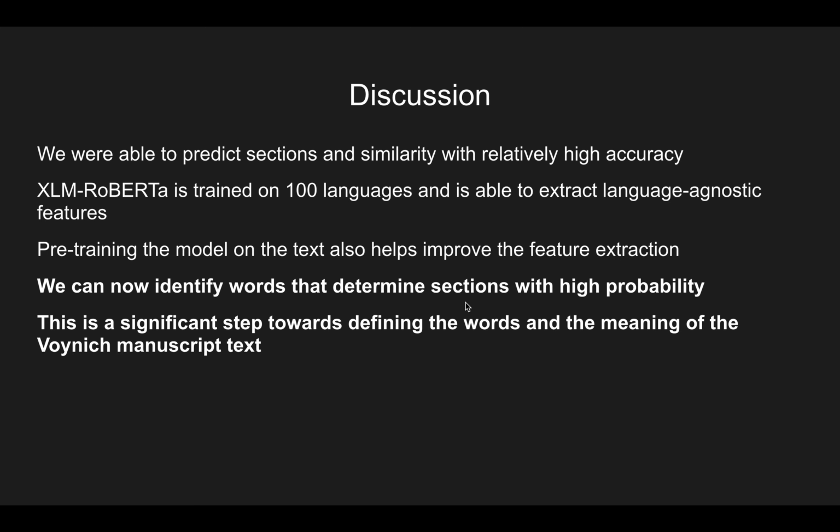Overall, we were able to predict sections and similarity with relatively high accuracy. XLM-RoBERTa is trained on 100 languages and is able to extract language-agnostic features, which is why it caught our interest. We found that pre-training the model on the text also helped improve the feature extraction. With our model, we can now identify words that determine sections with high probability. We feel that this is a significant step towards defining the words and the meaning of the Voynich manuscript text.